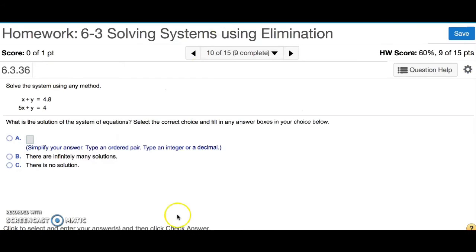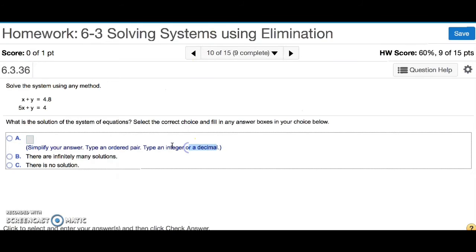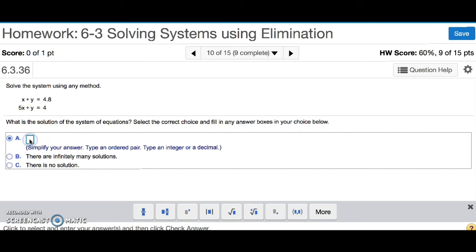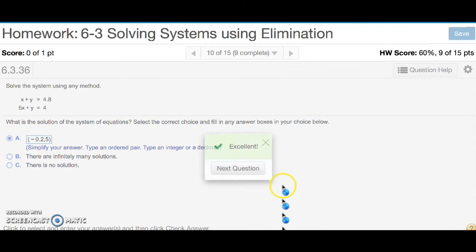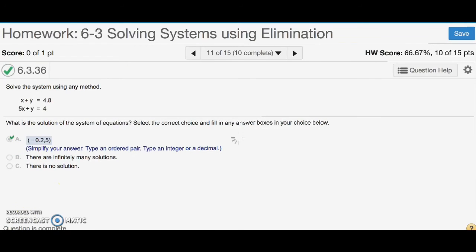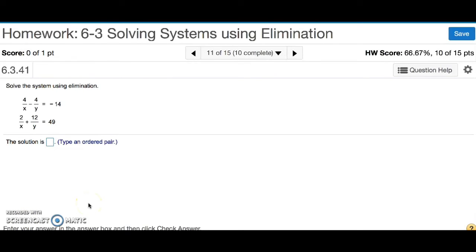So let's put that in, and it does say we can use a decimal in this case, so we don't have to turn that into a fraction. -0.2 and 5. And there's number 10.